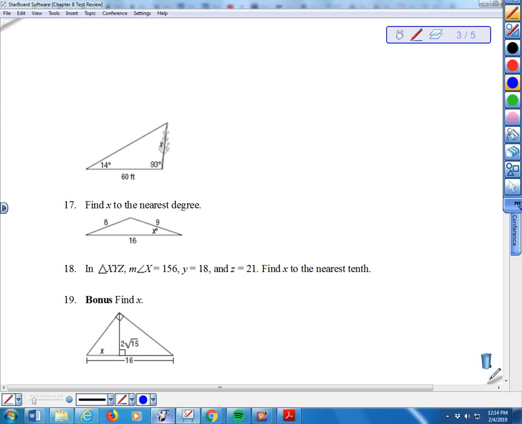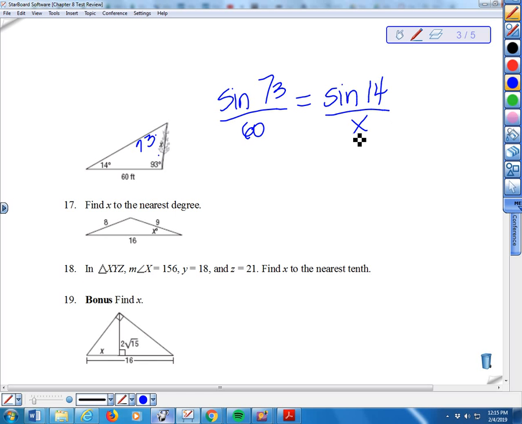But I can find this angle. What is it? What's that bottom number? 93. 73. Okay, and I'm trying to find this, so I'm just going to say sine 73 over 60 equals sine 14 over x. So I'm going to take 60 times sine of 14 and divide by sine of 73, and it's 15.2 feet.